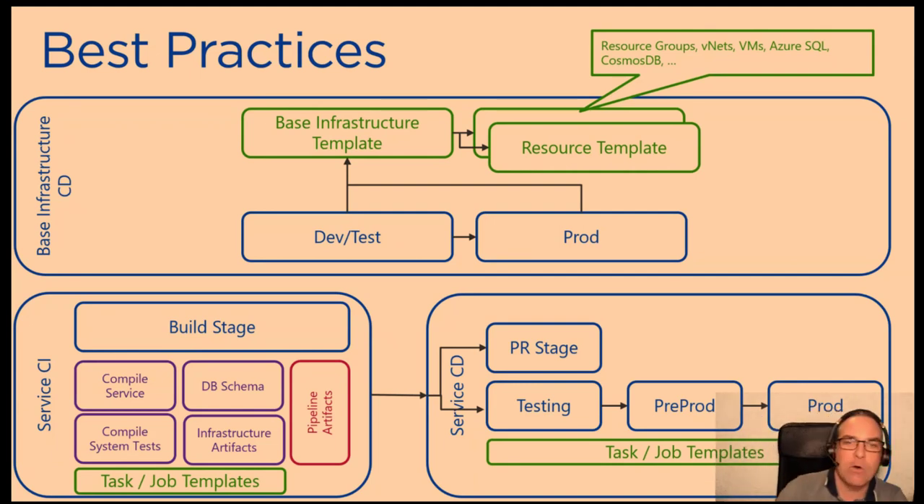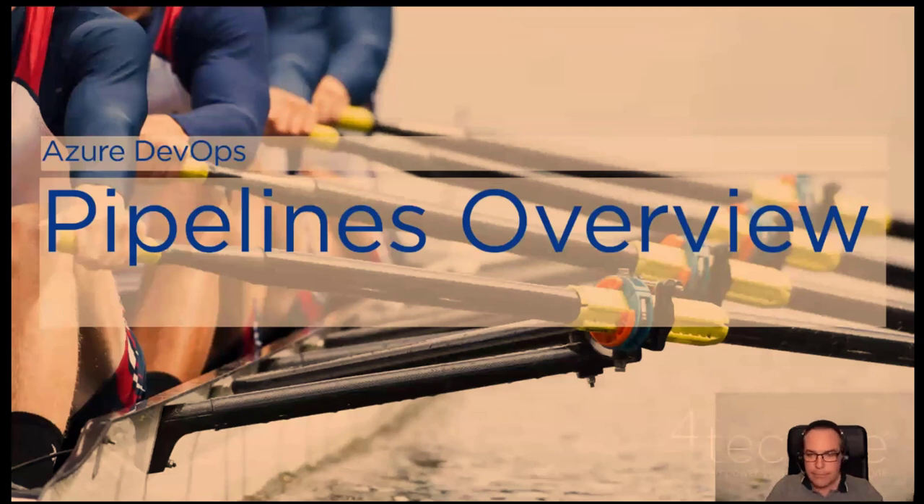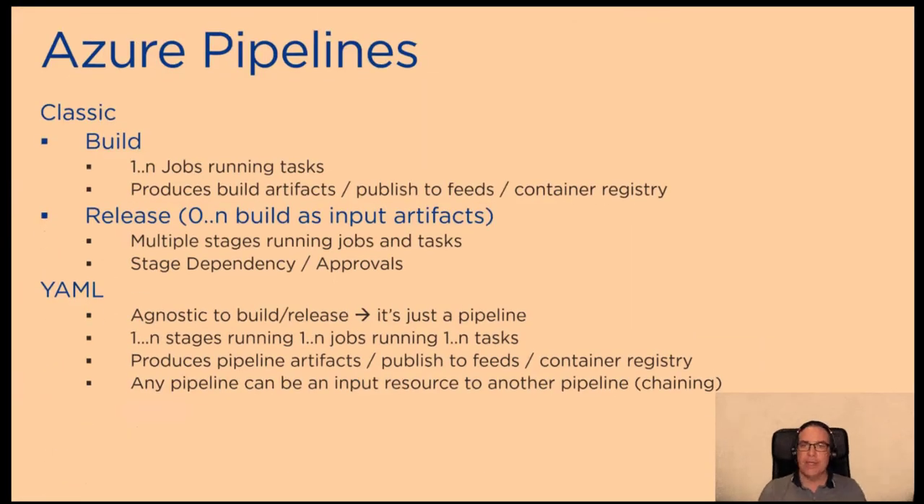And now let's have a look at how we can do that in Azure DevOps. Okay, so we use Azure Pipelines. This is the module we're using, and you have to understand that basically you have two different ways, the old one and the new one. The old one is not called old, it's called classic.